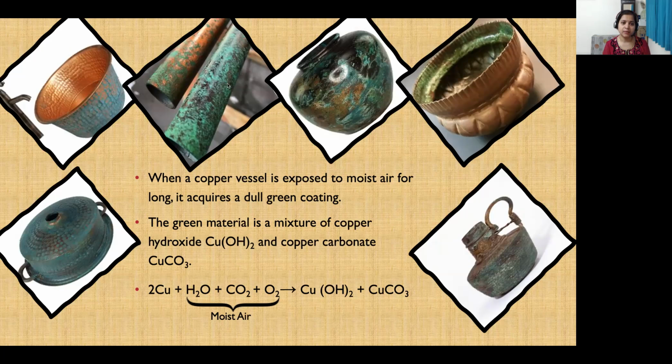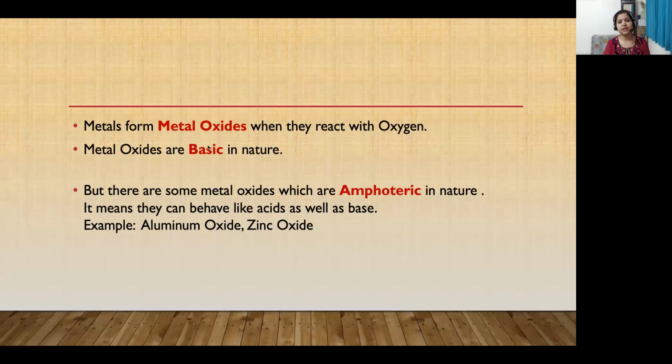So you might have understood now that metals form metal oxides when they react with oxygen, and metal oxides are basic in nature. But there are some metal oxides which are amphoteric in nature. So what is amphoteric? Amphoteric means sometimes these oxides behave like a base and sometimes they behave like an acid. For example, aluminum oxide and zinc oxide, when they react with acid, they behave like a base. If they react with a base, they behave like an acid. You will learn more about them in your higher classes.